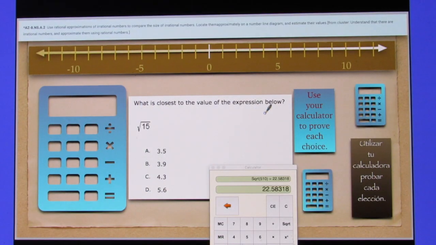What is the closest to the value of the expression below? They want the square root of 15. That's 3.87. So it's one of these guys. And all you have to do is have a little bit of number sense. 3.87. Is 0.87 close to 0.9 or close to 0.5? I think most kids can tell that that's really close to 0.9 and a little ways away from 0.5. Would definitely be over A.